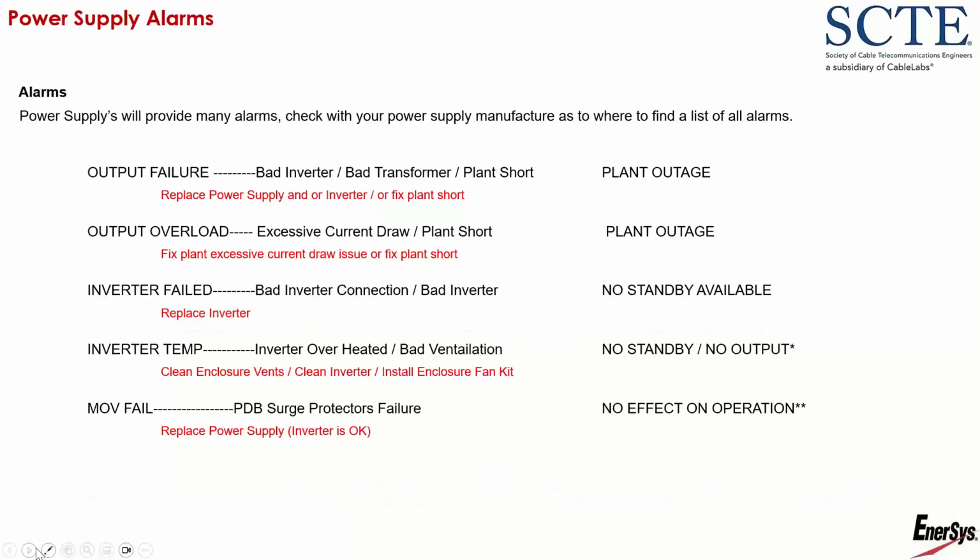There are other alarms. I'm going to skip through most of these just because of time. But if you want to see all the alarms in your power supply, you can go to the manufacturer's manual, and they'll generally be listed in there. One I do want to note is a MOV fail. Metal oxide varistor, that's surge protectors. So some of the newer power supplies will tell you when the surge protectors that are within the power supply have failed and need to be replaced.